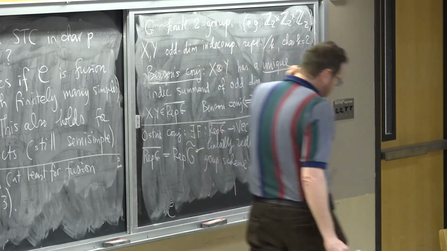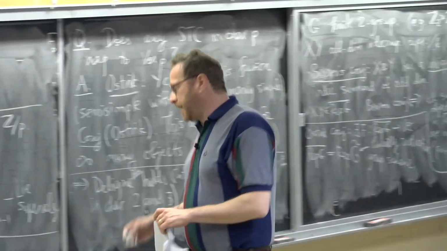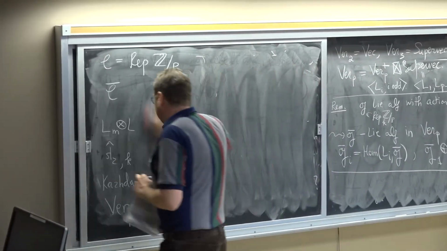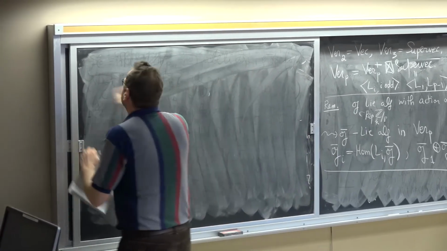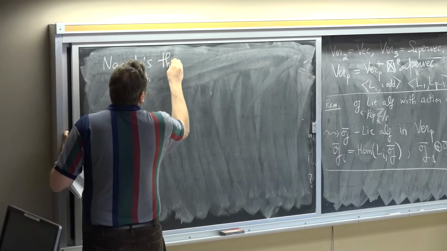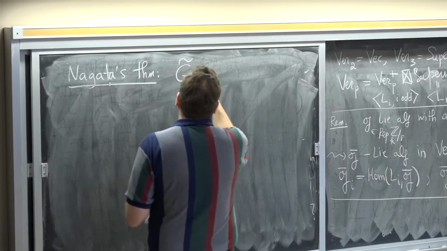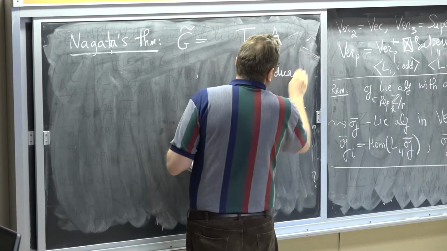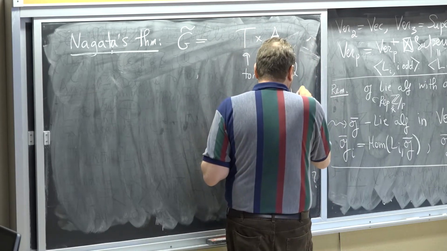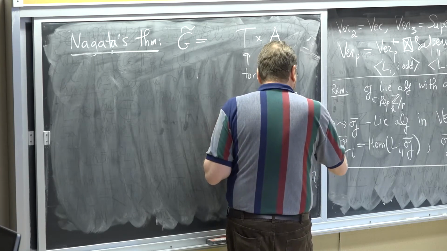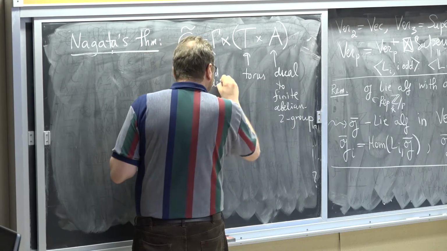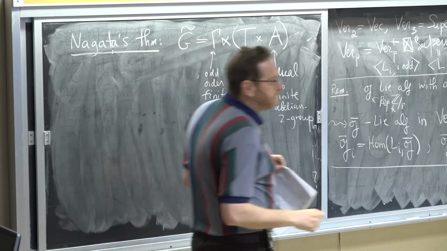Linearly reductive is stronger than reductive. It means that representations are semi-simple in characteristic p. That doesn't hold for reductive groups in the usual sense. Linearly reductive group schemes were classified by Nagata many years ago, and they're very easy to describe. So Nagata's theorem, which is, I think, from the 1960s, says that G tilde has the following structure. We have a torus, then we have the dual scheme to a finite abelian 2-group, and then on this there can be an action of an odd order finite group. So that's what such schemes look like.